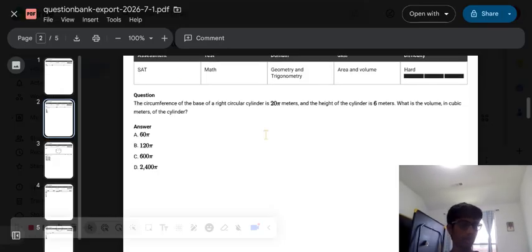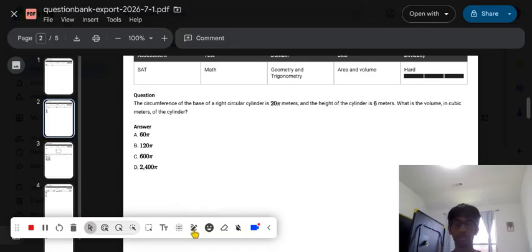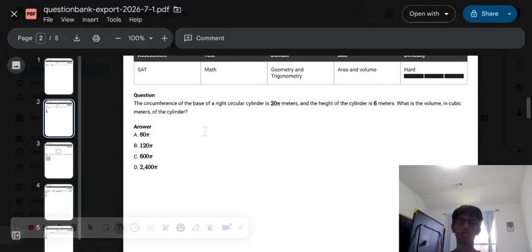Okay, this one is a bit more difficult as it deals with volume and not area. It says the circumference of the base of a right circular cylinder is 20 pi meters, and the height of the cylinder is 6 meters. What is the volume in cubic meters of the cylinder? First we need to think, what is the volume of a cylinder? The volume of a cylinder is pi r squared h, or pi times r squared times h.